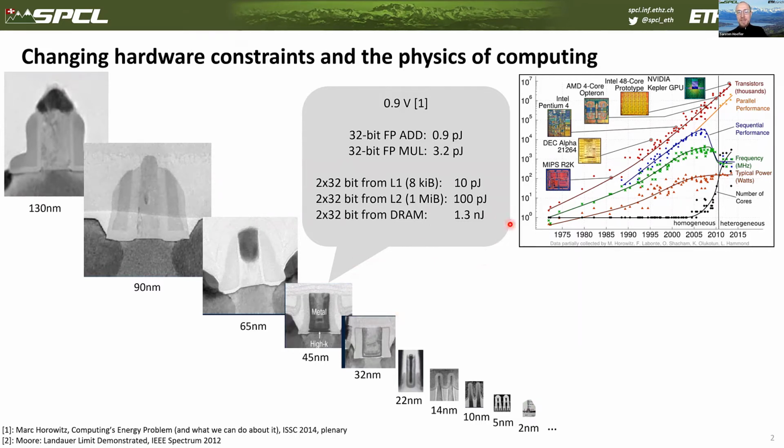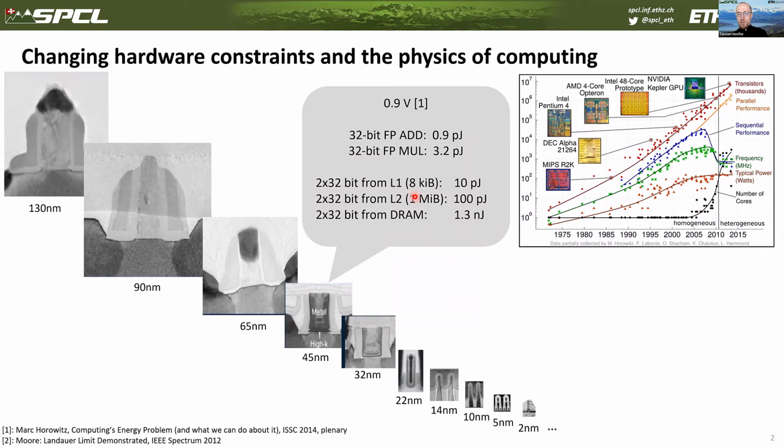The key insight is in a slightly older process, 45 nanometers, but it's still true relatively seen at smaller processes. It's just that there is no published information there. The key insight is that for the addition of two 32-bit floating point numbers, you need about 1 picojoule in that process at 0.9 volts. For the multiplication, 3.2 picojoules, but let's just do addition, 1 picojoule.